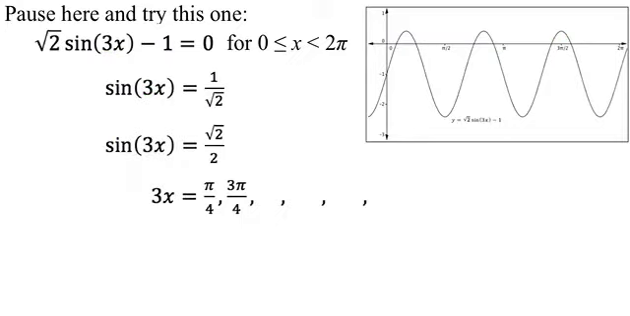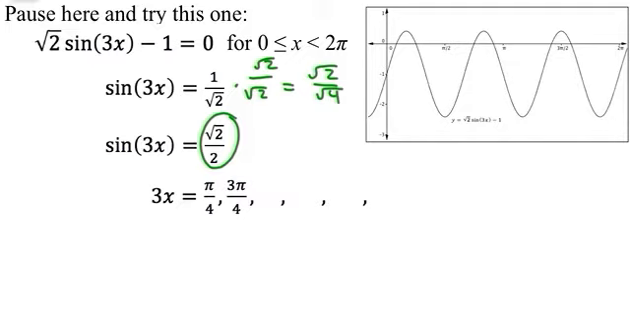The first thing, like we did before, is the algebra. So add 1, divide by root 2. Now remember that if I multiply 1 over root 2 by root 2 over root 2, that's just going to give me root 2 on top, and on the bottom it's going to give me root 4, which is just 2. So I end up with just root 2 over 2. So what I'm really solving here is sine 3x equals root 2 over 2. All right? Again, the first 2 values of this should come pretty quickly.